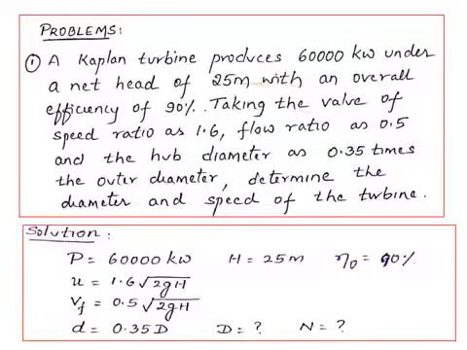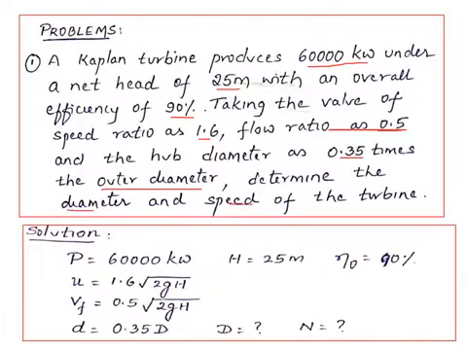Now we'll take a problem on Kaplan turbine. A Kaplan turbine produces 60,000 kilowatts under a head of 25 meters with an overall efficiency of 90%. We have to take the speed ratio as 1.6, flow ratio as 0.5, and hub diameter or boss diameter as 0.35 times the outer diameter, to determine the diameter and the speed of the turbine.